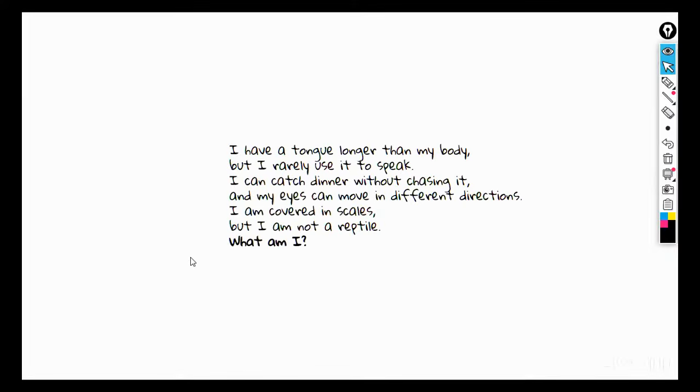All right, let's look at the next. I have a tongue longer than my body, but I rarely use it to speak. I can catch dinner without chasing it, and my eyes can move in different directions. I am covered in scales, but I am not a reptile. This one I think is a harder one. Think of your answer, and you can tell me just now.